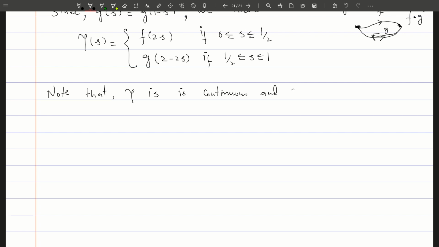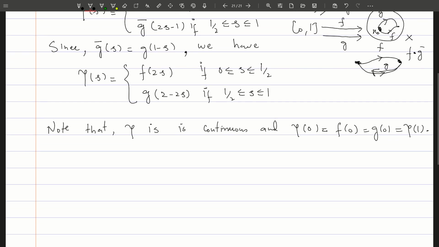And gamma of 0, which is f of 0, but f of 0 is given to be equal to g of 0. So if we look at this set here, g of 0 is the same as gamma of 1, because gamma of 1 is g of 0. This is gamma of 1. So that means gamma at the initial point and gamma at the final point is the same. That means this gamma is actually a loop, that is this path here, which is gamma. So this is a loop, this starts at this point f of 0 which is x naught. So this is a loop.